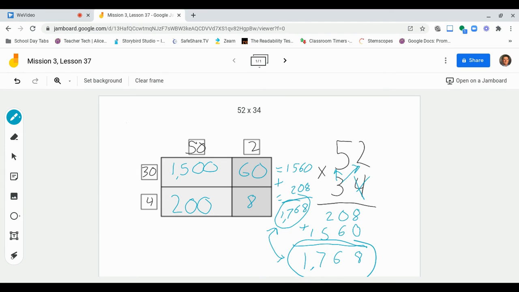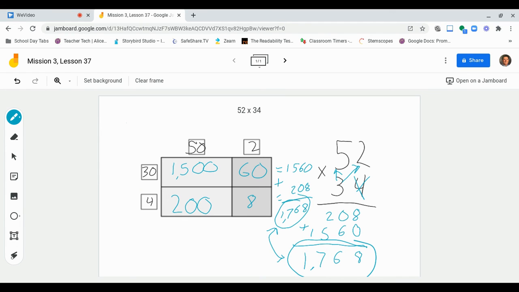So maybe you find that you like this standard algorithm, and you're like, oh, that's a little quicker for me. I can keep track of that. You just got to remember to put a 0 here always and then forget about that. I think that's going to work for me, and I would like to solve them that way. Okay, great. Maybe you're like, doing the area model works best for me. I want to keep doing it that way. That's okay too.